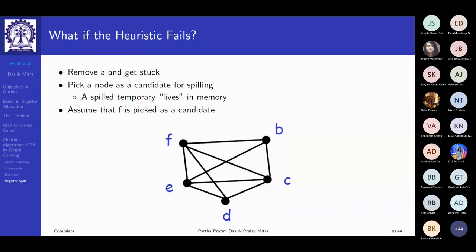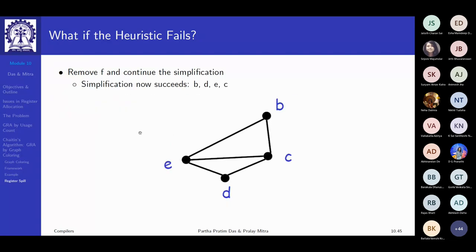So what I'll have to do is spill a node. We'll pick a candidate node and spill it, so that it lives in memory temporarily. Let us assume that F is picked as a candidate. If F has been spilled, then I remove it from the graph, because it is no longer going to take a register. It is going to be in memory, so it has no interference with any of the registers. So I'll spill and remove that.